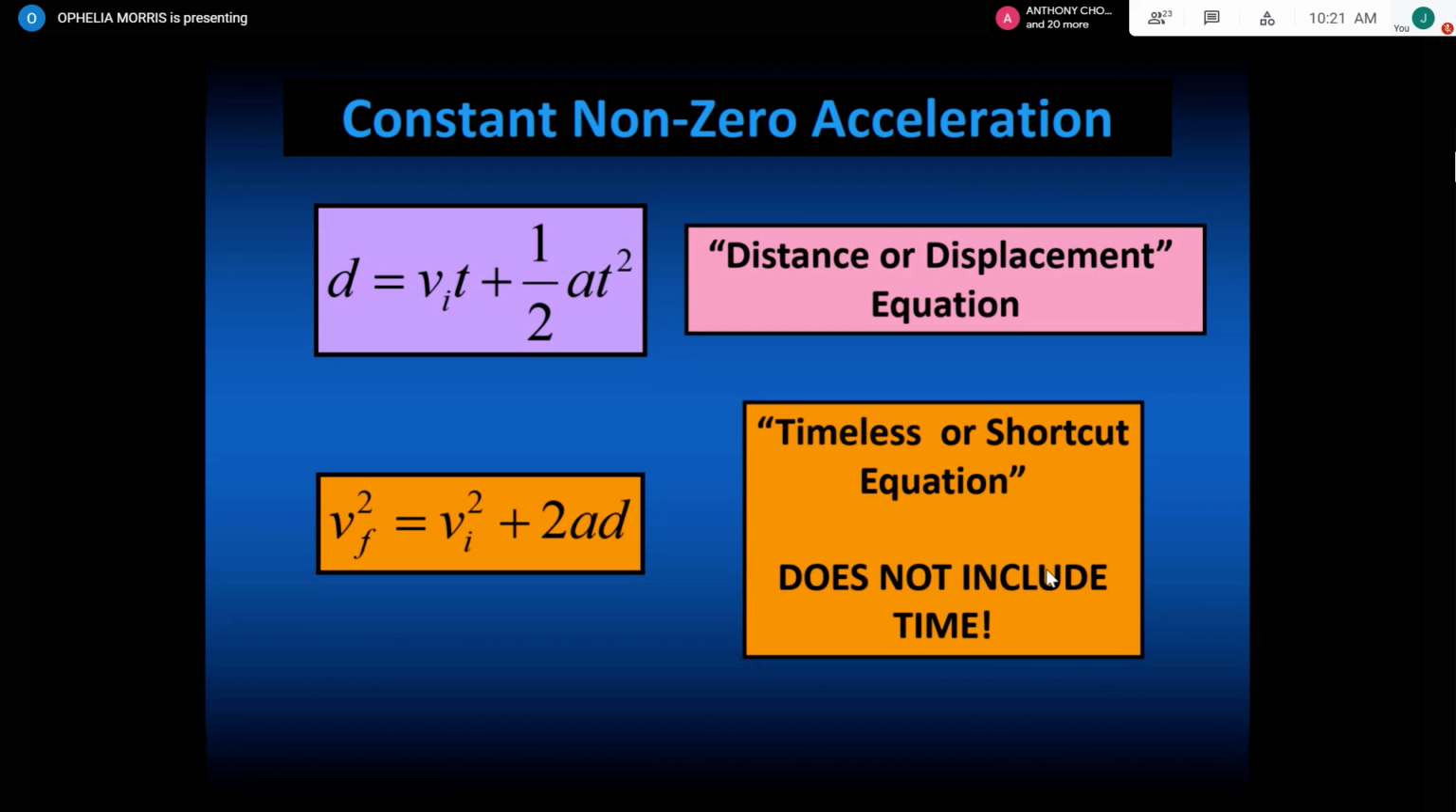You guys remember the rule of thumb in math? That in order for you to use a formula, you could only have one unknown. If you have more than one unknown, you cannot use that formula.